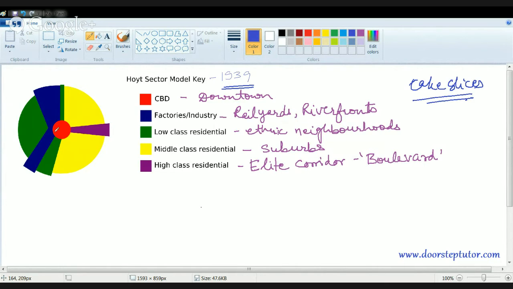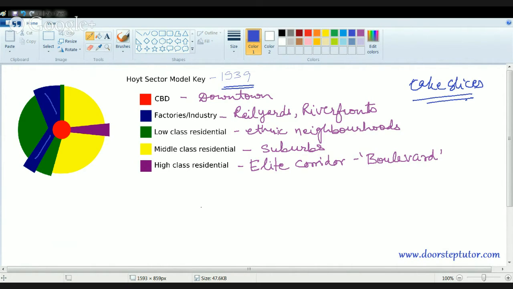So you have the central business district here, then you have the various sectors, so these are the factories here. Near the factories you have the low class residential population, which basically deals with the factory works there. Okay, next to it is the middle class residential population, which is given in yellow color.